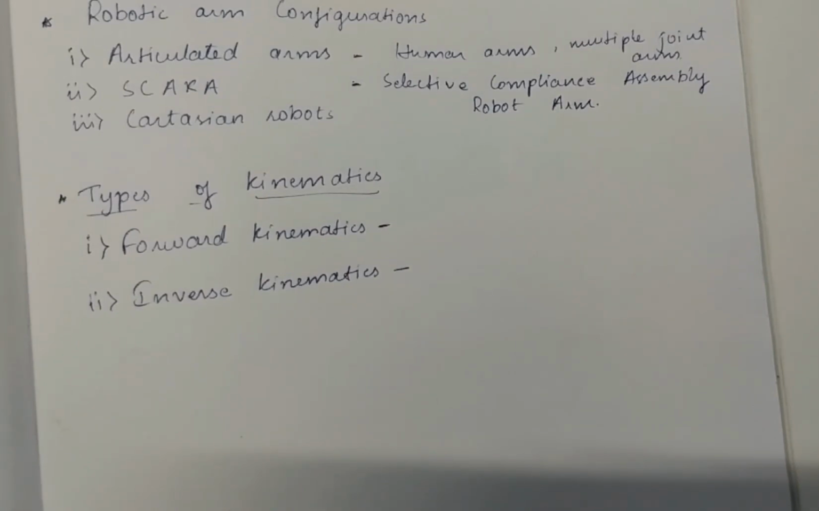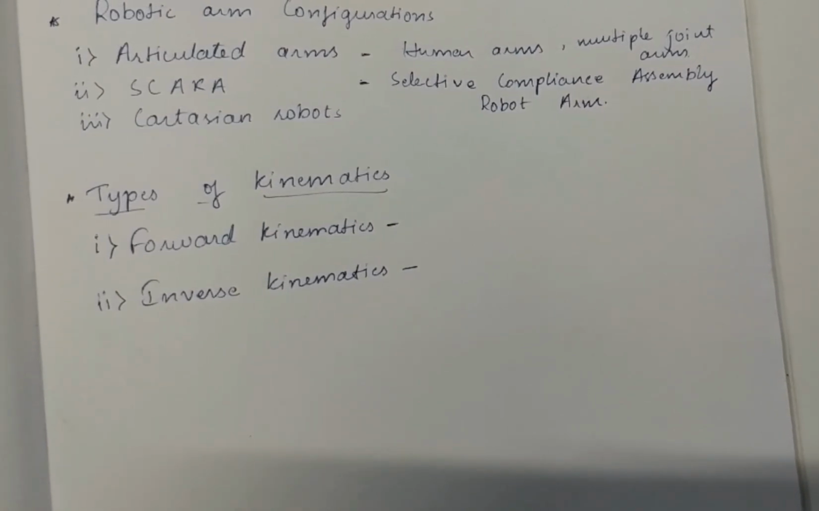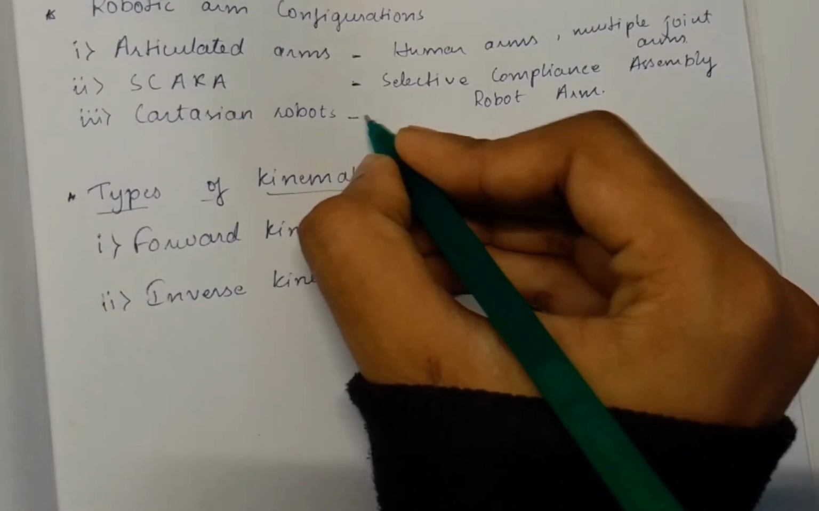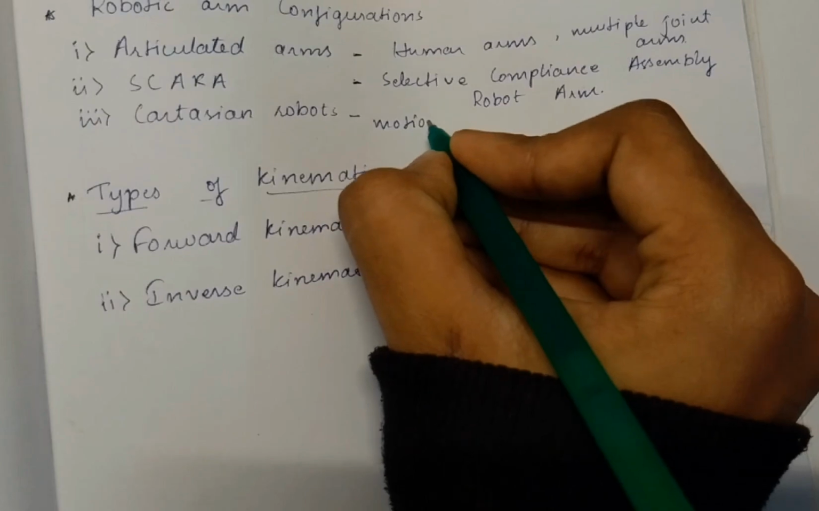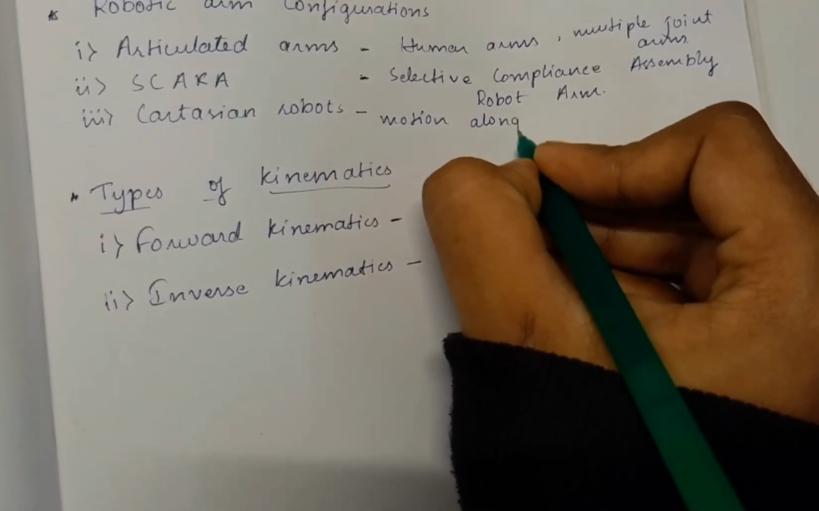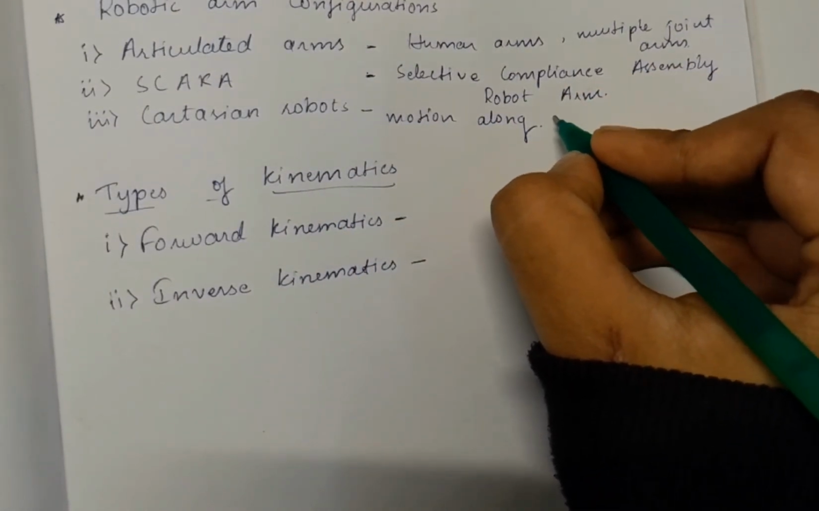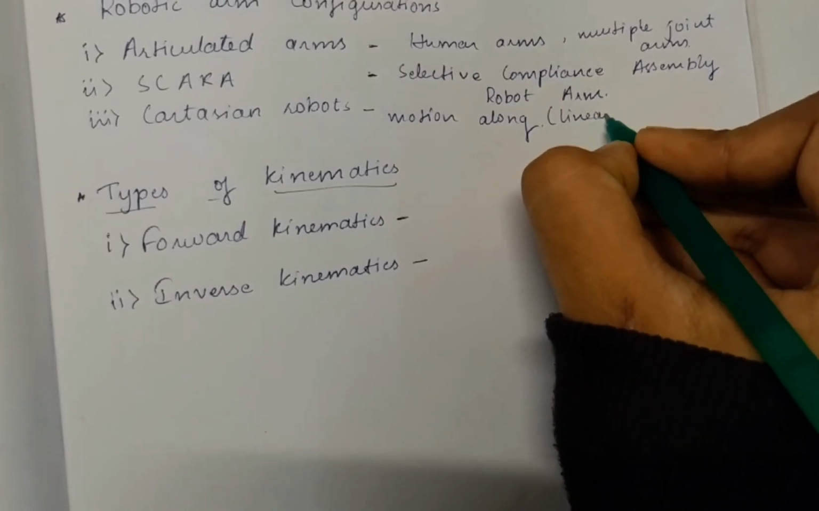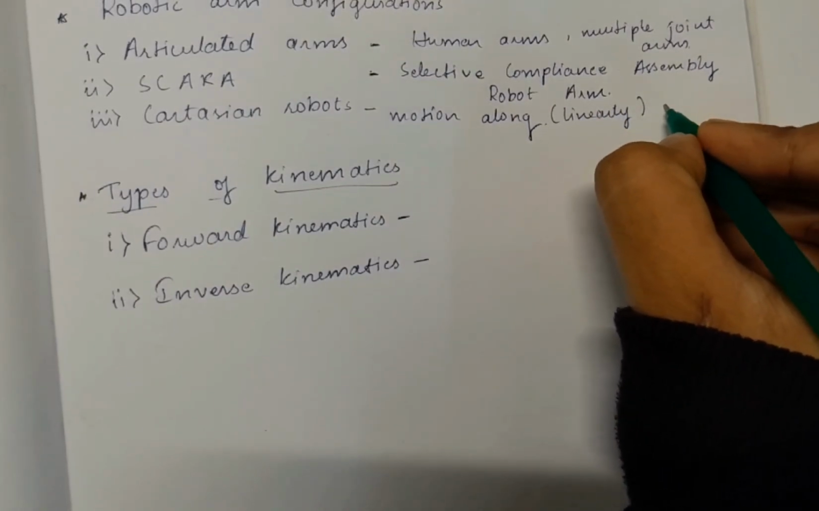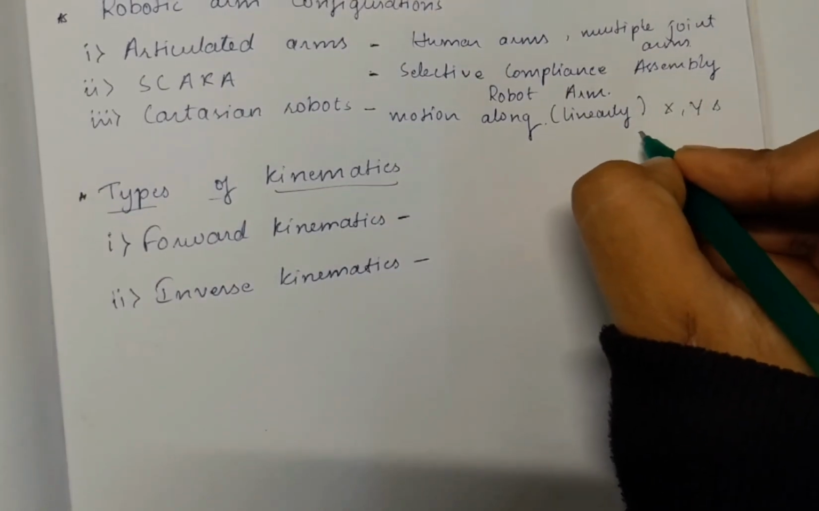And Cartesian robots primarily have prismatic joints, as we looked at in the previous section, that move linearly along the x, y, and z axes. It's ideal for linear movements, with motion linearly along the x, y, and z axes.